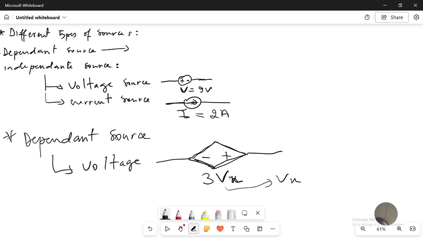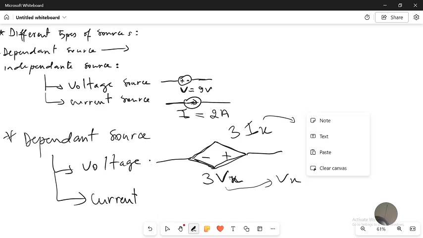If Vx equals 2, the value of this source is going to be 3 multiplied by 2. If the value of Vx is equal to 4, the value of this source is going to be 3 multiplied by 4. We have a current source. It can also, let's say for example, be 3Ix. In that case, it's going to be a current dependent voltage source because it depends on the parameter current Ix. If Ix equals 2, the voltage of this source is going to be 3 multiplied by this current Ix.